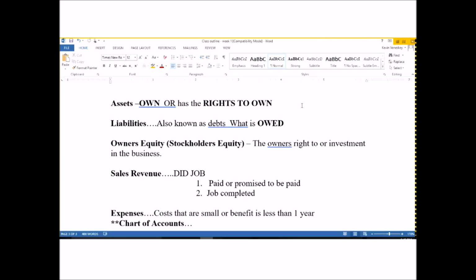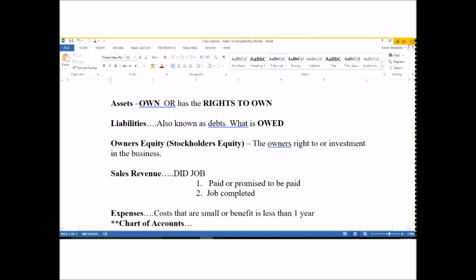So a few examples, and one of the biggest ones, is your cash. Cash is a major asset, and usually if you have the cash, you own it. If you don't own it, then there's a problem there. Some other things that you own or have the rights to own: if you sell items out of your business, merchandise, we call that inventory. Typically, if you have the inventory, you probably own it. And we have another category called PPE, which stands for property, plant, and equipment, some of those large items in the business that you would own.